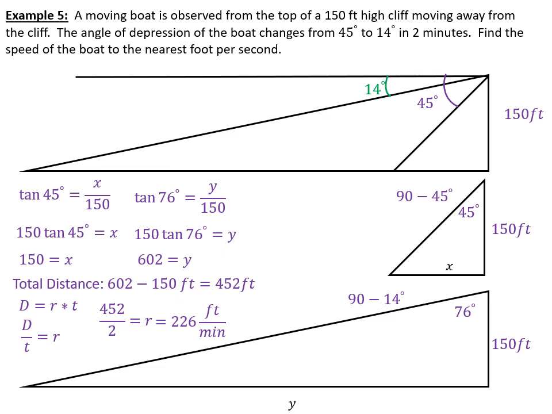That's the rate. Except I don't want feet per minute. I want feet per second. So I've got to get rid of minutes. So we take 226 feet per minute times 1 minute over 60 seconds. The minutes will cancel and we'll get feet per second, which is about 4 feet per second.